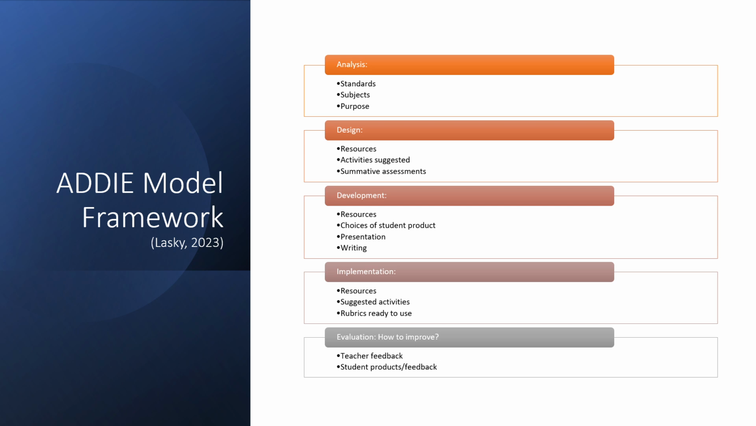Using the ADDIE model, for the analysis here, the standards are present, the subjects are present, the purpose is present. It's to try and use reading and text in literature to get a deeper understanding of historical events, which I think is pretty cool to do. The design is here. There's some suggested activities and resources. The summative assessments are presented. I didn't go into the formative assessments because honestly, many of those are going to be informal, discussion based, or exit ticket based. And there's so many. It would probably take 100 slides to go through all the possible ones that you could do.